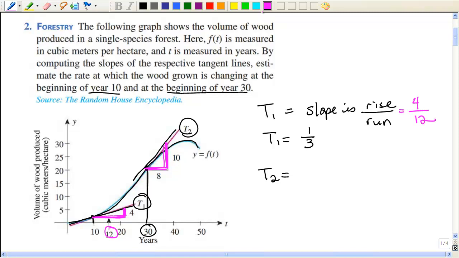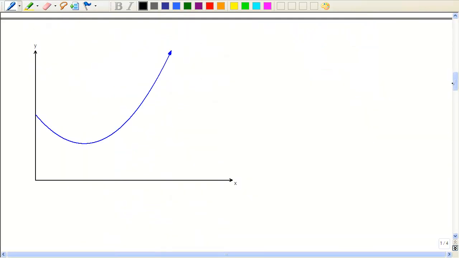So we want rise over run. Well, the run was 8, the rise was 10, and so if we reduce that, that's 5 over 4, and that is definitely larger than 1/3, which is what we expected. So the first couple of problems, you're just looking at a graph. Alright, so now let's just look at a regular graph.